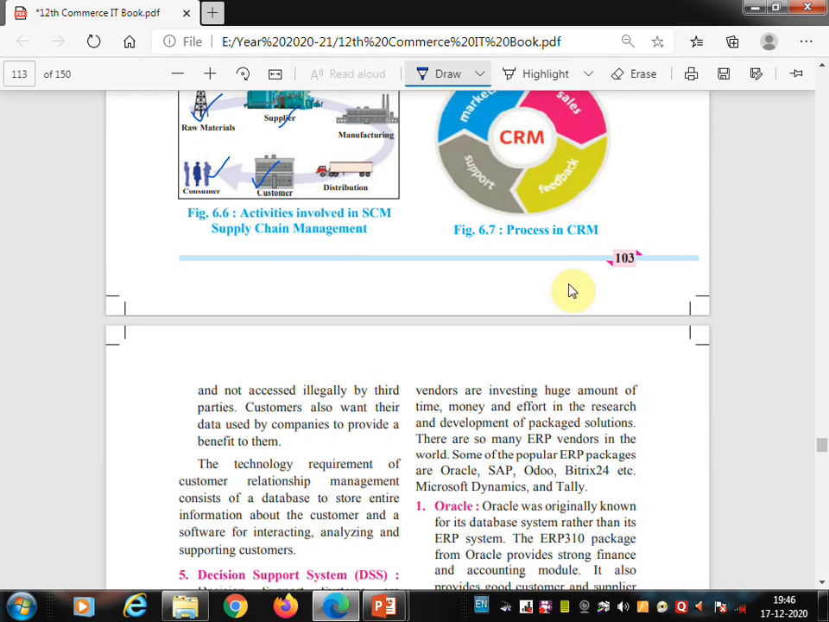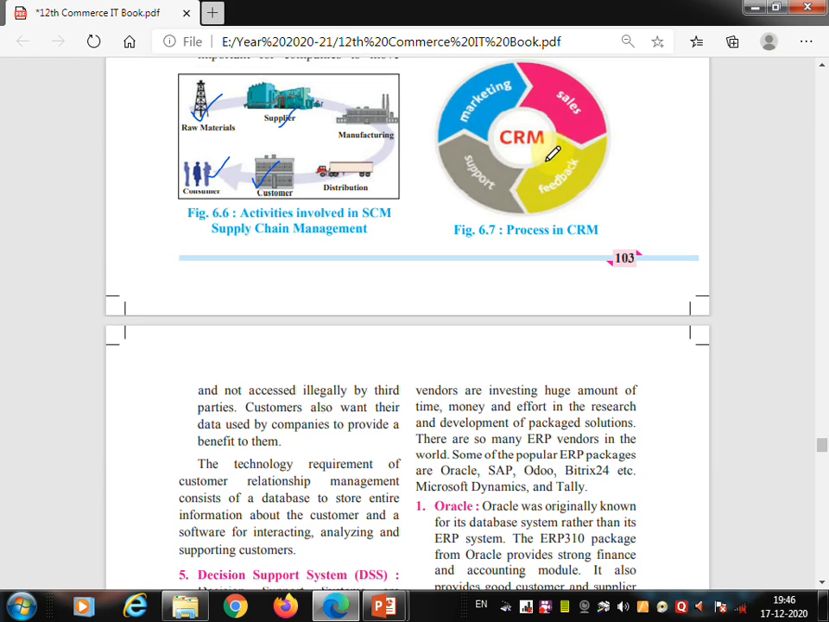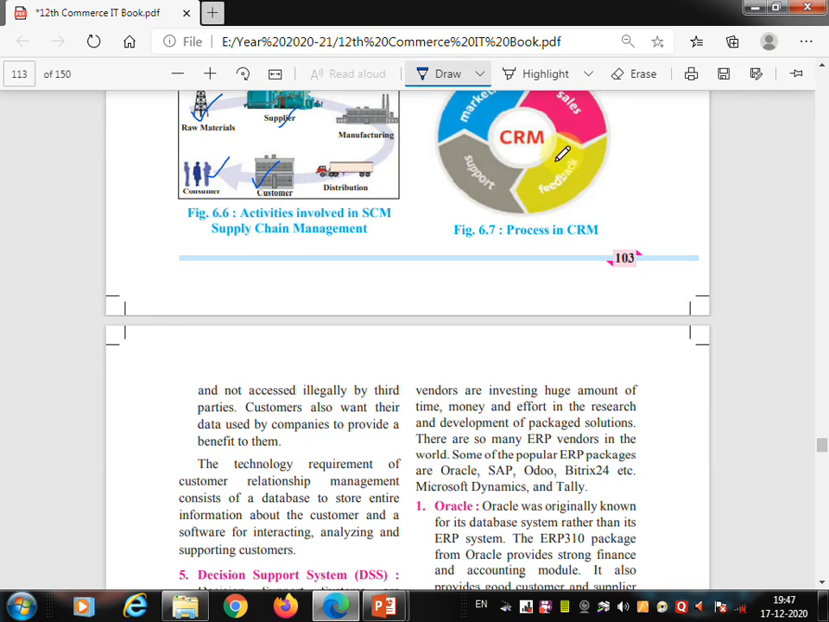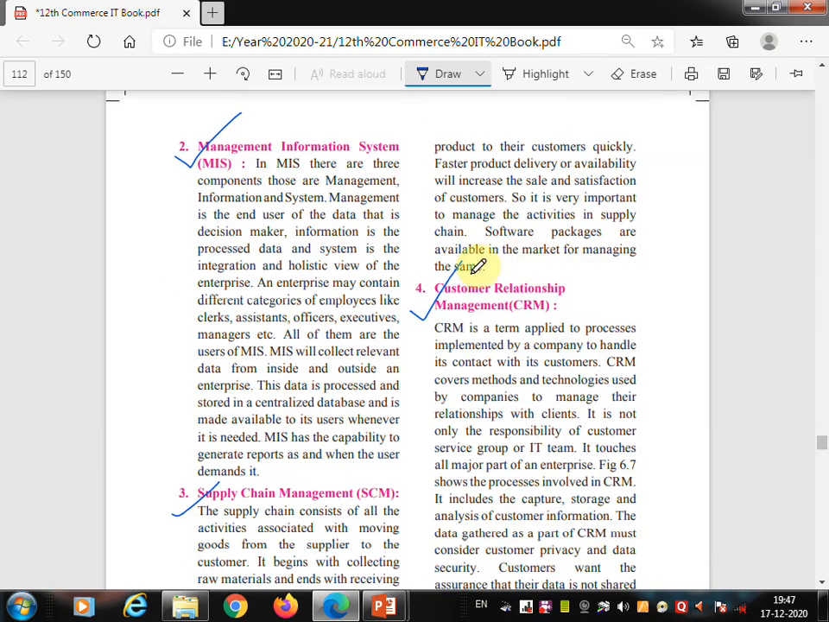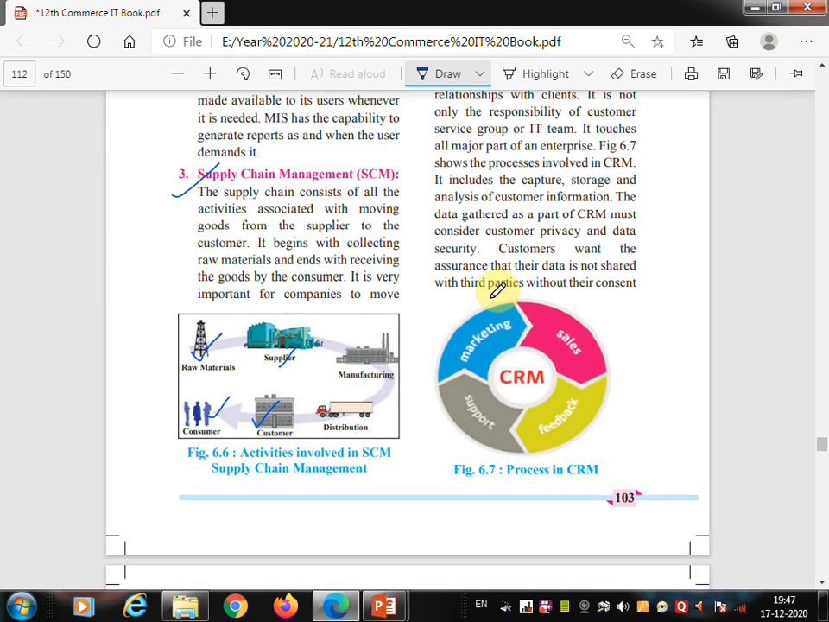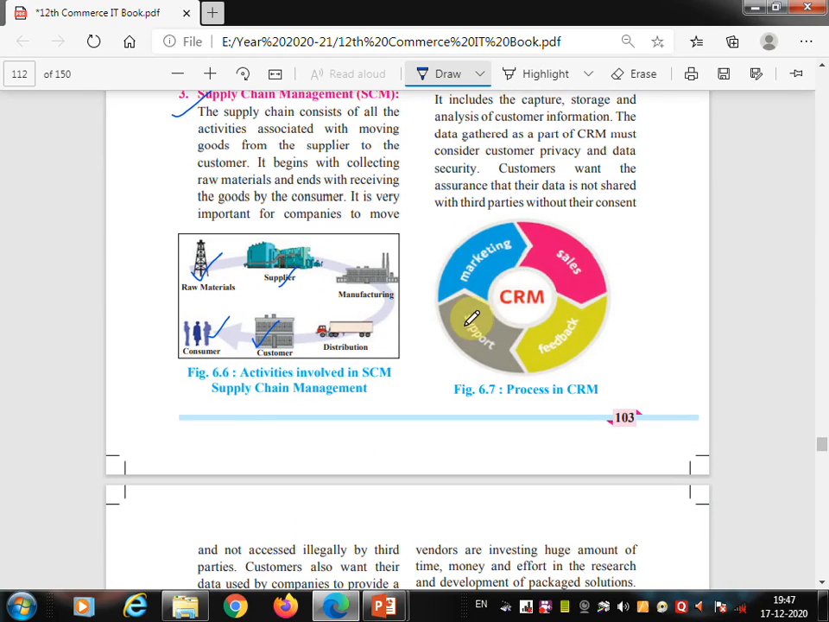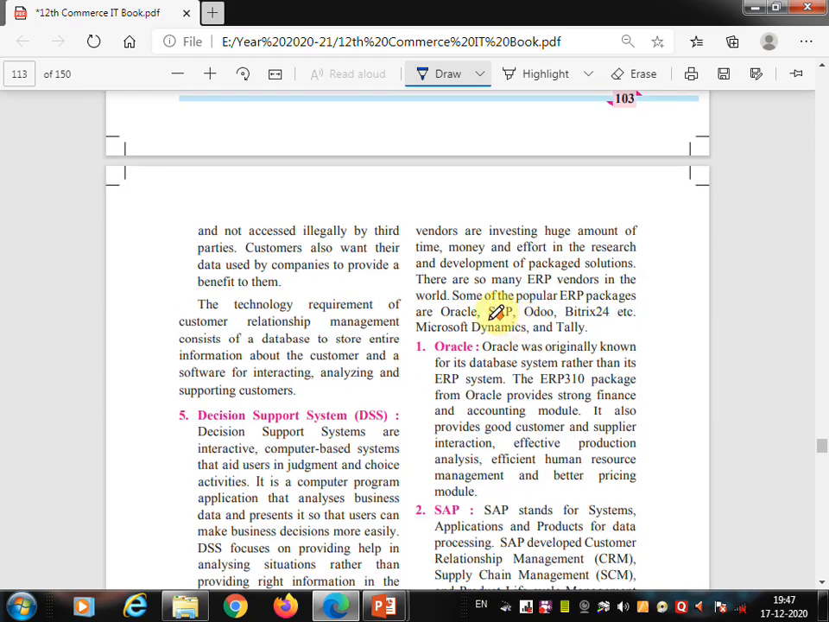The technology required for customer relationship management consists of a database to store entire information about the customer and software for interacting, analyzing, and supporting customers. Most of the time we give our information on a website, and the website gives us a surety that your data will not be leaked and will not get to a third party. And that's the work of customer relationship management. Your marketing, sales, support, and feedback will be taken from you.